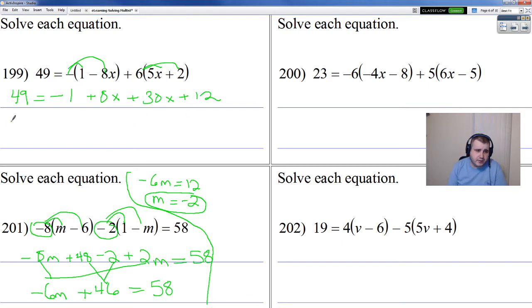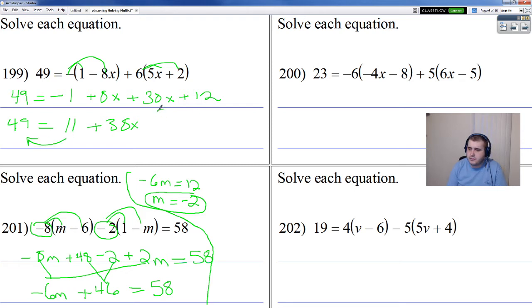Combine our like terms, we got 49 equals, well, the -1 and the 12. 12 minus 1 is 11. 8 and 30 better be 38. And don't forget your x. Then we're going to subtract the 11 over here. And look what we get.